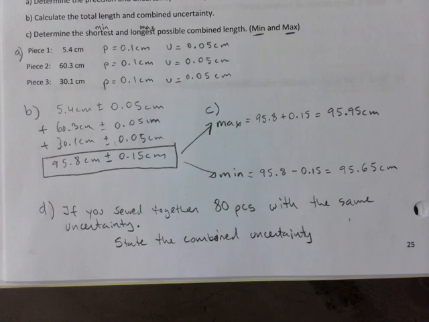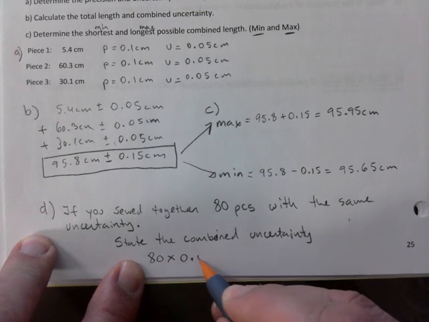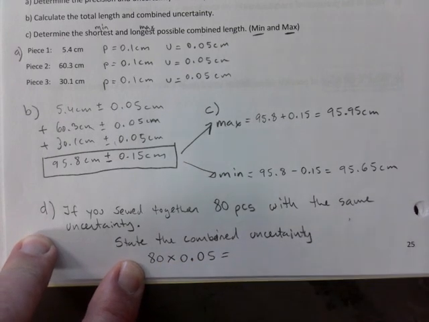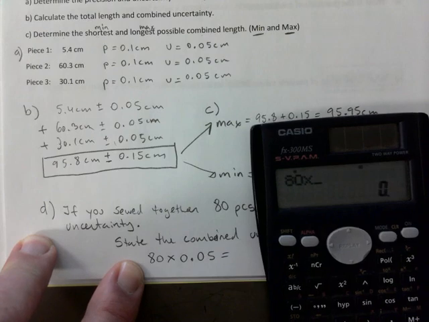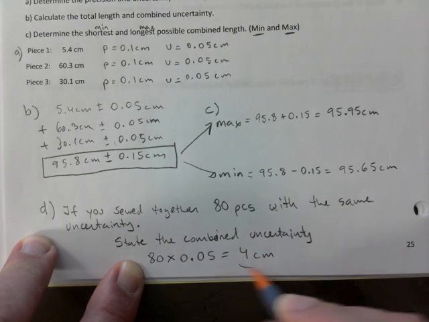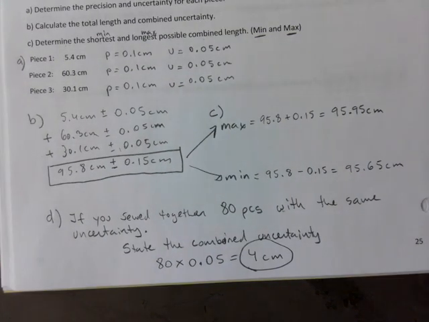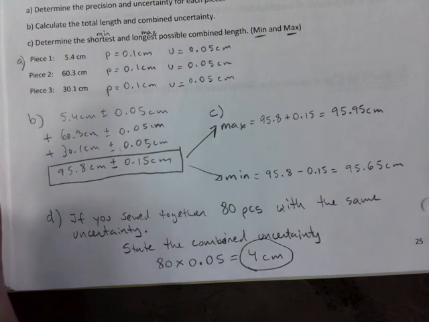What would you do here? Just times it, right? You would go 80 times 0.05. That's 4. So 4 centimeters would be the combined uncertainty. You don't care about the measurement right now, but the combined uncertainty would just add up till you were 4 centimeters off, okay, after 80 pieces. So it becomes significant.